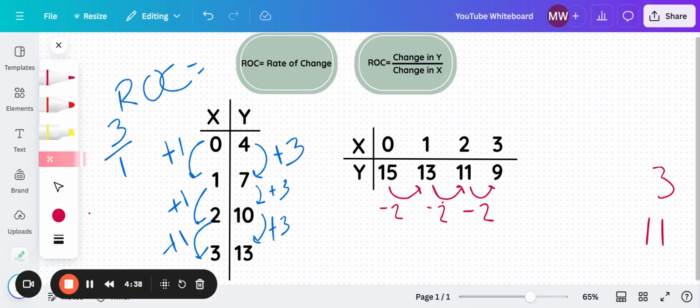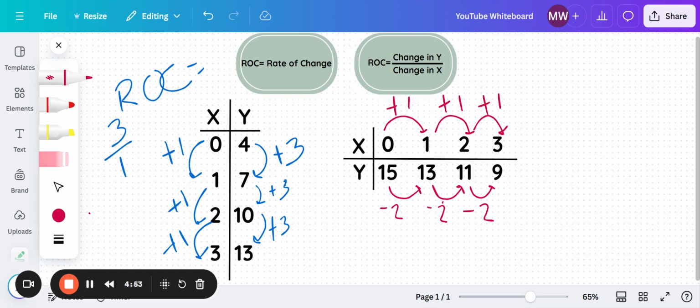Now I'm going to go find my change in x's. This is just the same as our other one. We are going up by 1 every time. 0 plus 1 is 1. 1 plus 1 is 2. 2 plus 1 is 3.